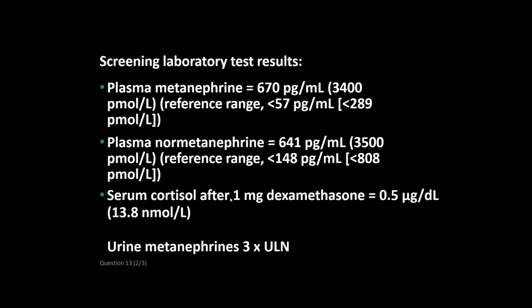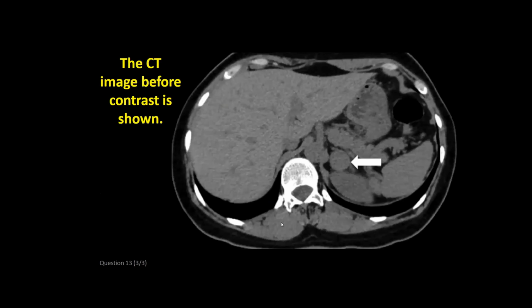His cortisol after 1 milligram of dexamethasone suppresses really nicely down to significantly less than 1.8. So this is the key message, that he's got marked urinary metanephrines, which are 3 times the upper limit of normal. And this was his CAT scan. I'm just showing here with the arrow pointing to this larger adrenal nodule. This was a pre-contrast CAT scan there.